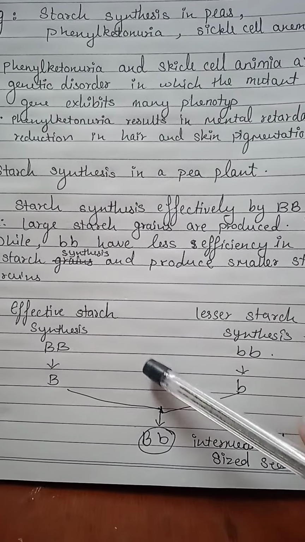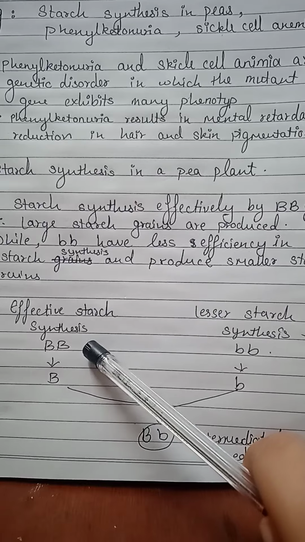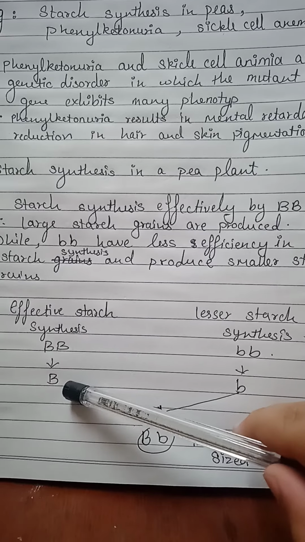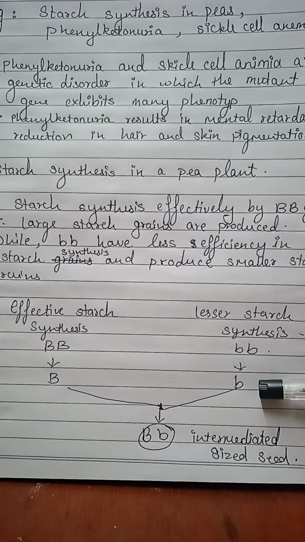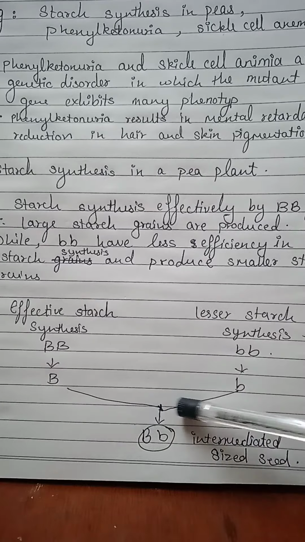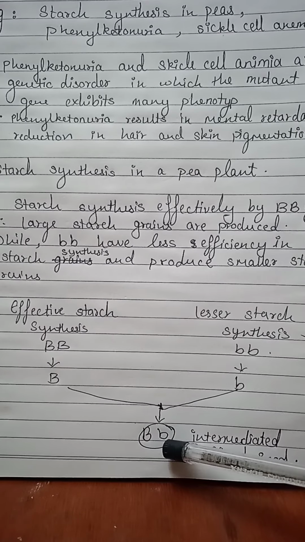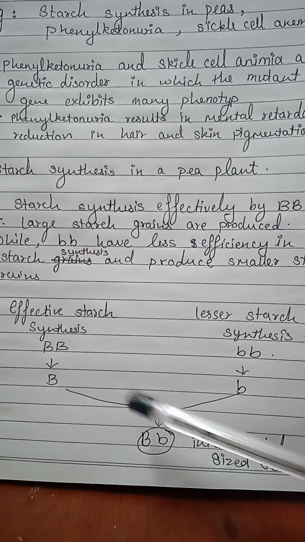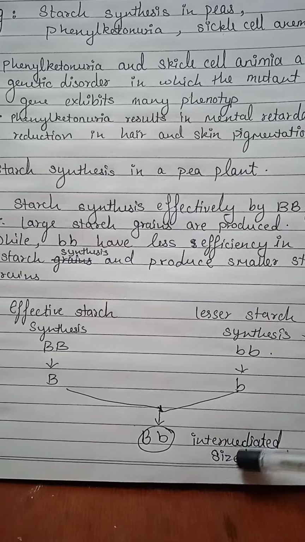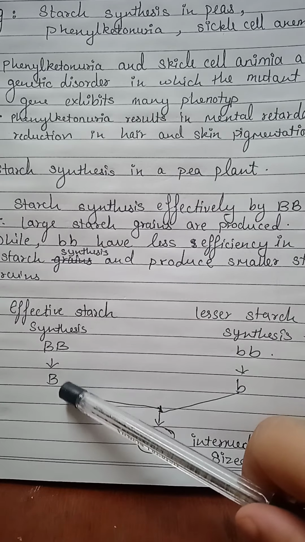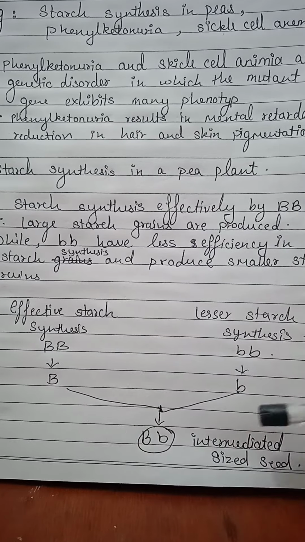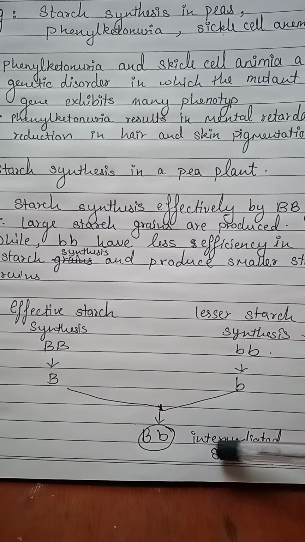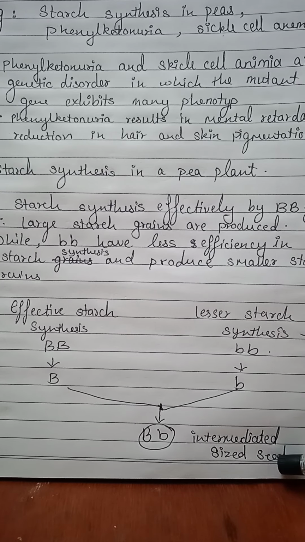Now, if we see the crossing between capital B and small b, first we see the gametes, that is capital B, small b. Then we cross them and we get capital B small b, which is the intermediate sized seed. Capital B has large seed size and small b has small seed size, which together give us an intermediate sized seed.